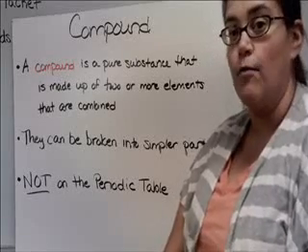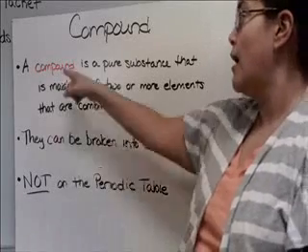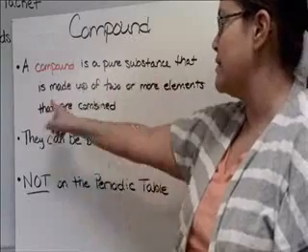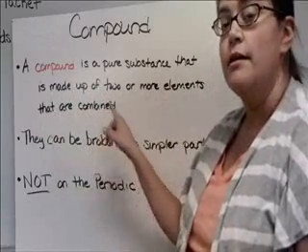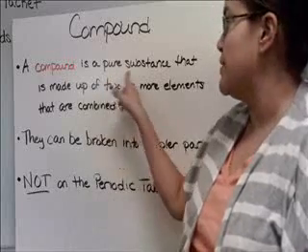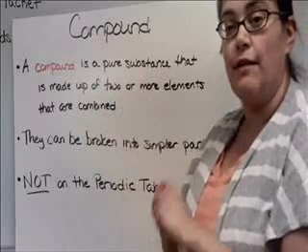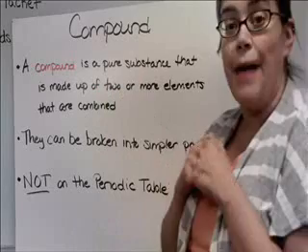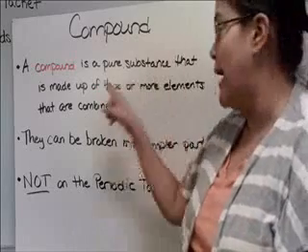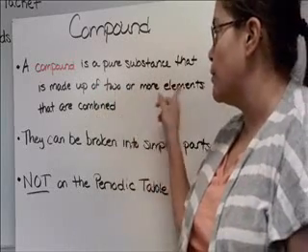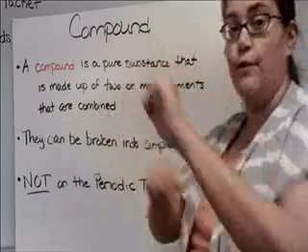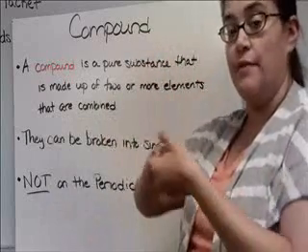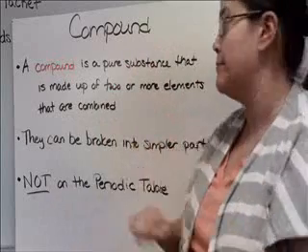Okay, so today's video will be about compounds. A compound is a pure substance that is made up of two or more elements that are combined. So it's similar to an element that is a pure substance. The substance is only made of one type of matter. But that matter is made up of two or more elements that are combined. They're not elements that are floating around close to each other, but they are chemically joined together.